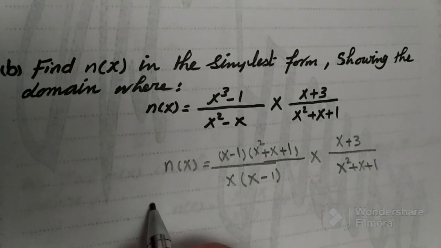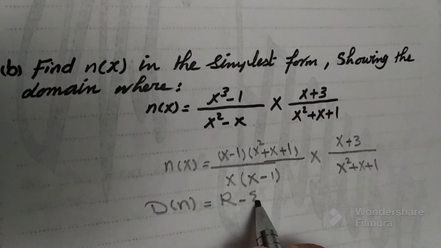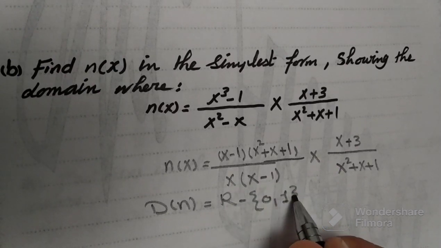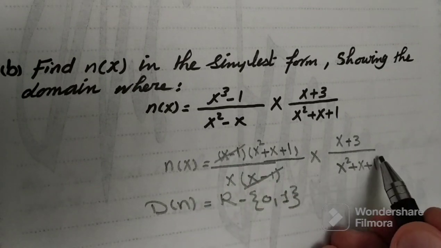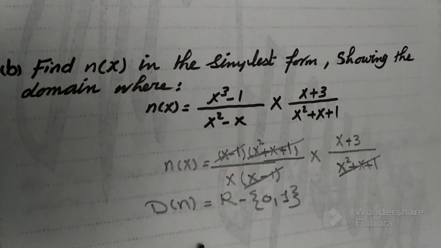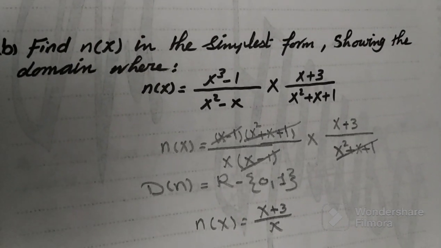The domain of n equals R except 0, negative 1 or positive 1. Simplify x minus 1 with x minus 1, x squared plus x plus 1 with x squared plus x plus 1. Then n of x equals x plus 3 over x. It's very easy.